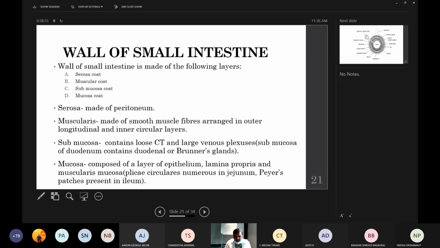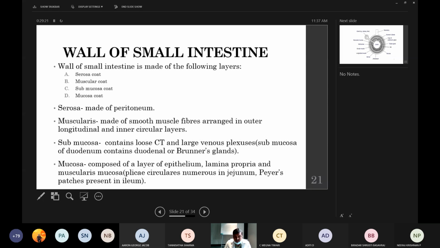Submucosa contains loose connective tissue. Submucosa is made up of loose connective tissue and a large venous plexus. Submucosa of the duodenum contains duodenal or Brunner's glands. As I already told, the duodenum submucosa contains mucus secreting glands. Those are called Brunner's glands.